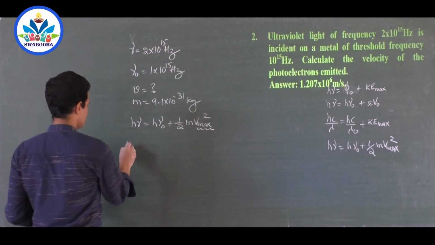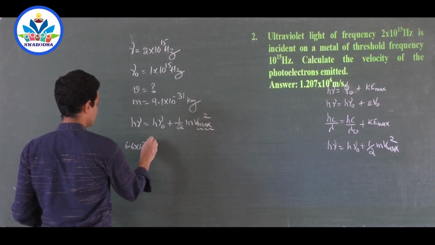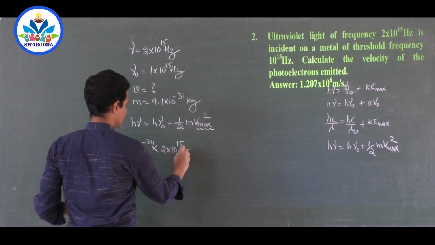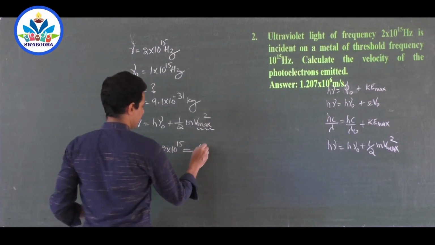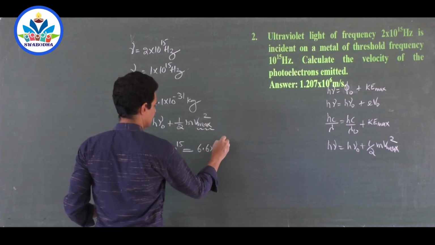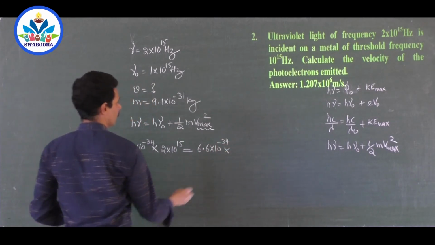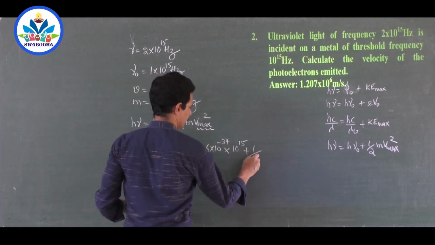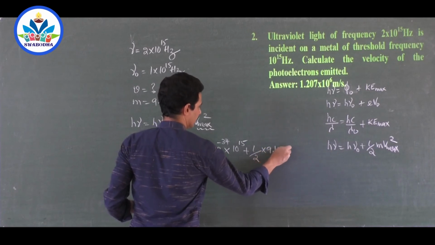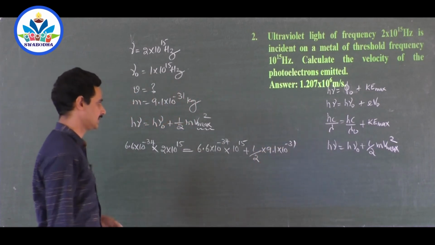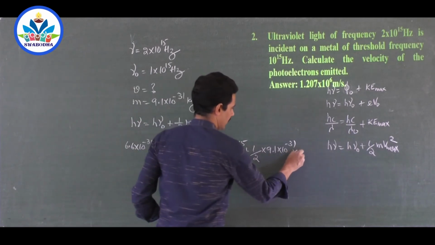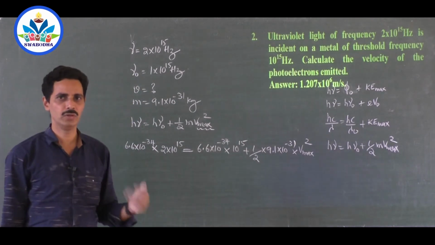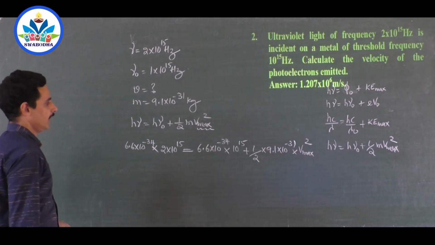h nu is 6.6 into 10 to the power minus 34, times the incident frequency 2 into 10 to the power 15 hertz, equal to h, 6.6 into 10 to the power minus 34, times nu naught 1 into 10 to the power 15 hertz, plus half of 9.1 into 10 to the power minus 31 kg times V maximum square. Hope you are also doing this with the calculator. You must do that, otherwise it is of no use.